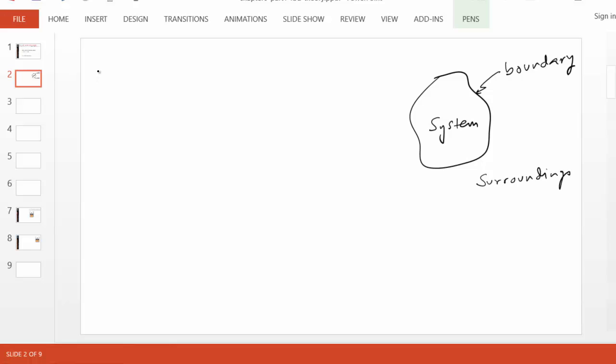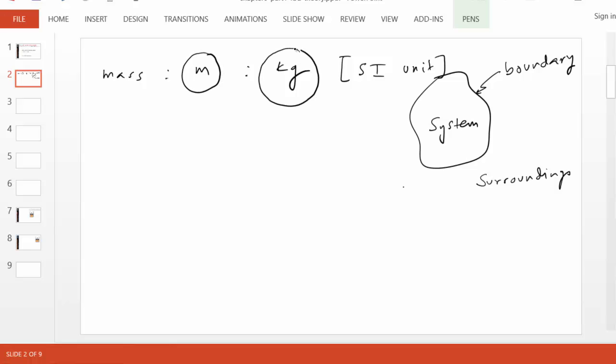So let's start with what is mass of the system. Mass, the symbol we use is called m, and the unit we use is called kg, and that's the System International SI unit. So whenever we cover a property, a quantity, such as mass, volume, force, pressure, etc., immediately the first task for you is to understand what symbol we use, what is the SI unit, and then have a concept of benchmark.